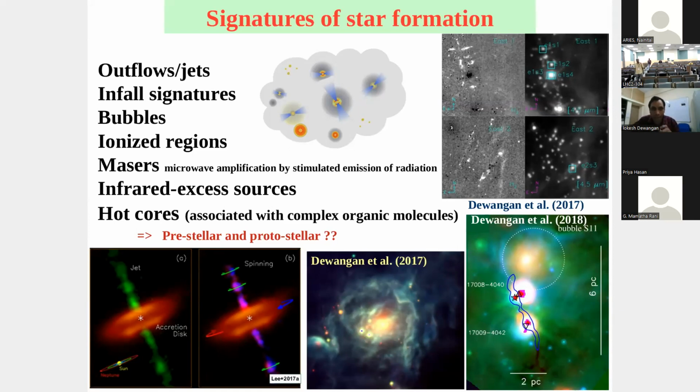Suppose you have any star forming region with this kind of signature, they are known as protostellar activities that are going on. Suppose you are studying a core where you don't find this kind of signature, they are called pre-stellar cores. So remember these pre-stellar cores and protostellar cores, that will be used in my later slides. These are some examples of outflows and jets and bubbles and these filamentary features.